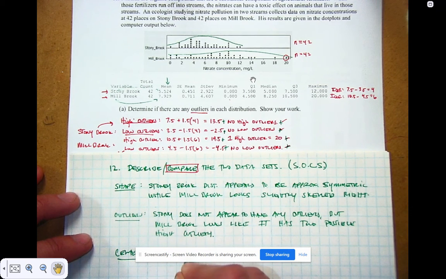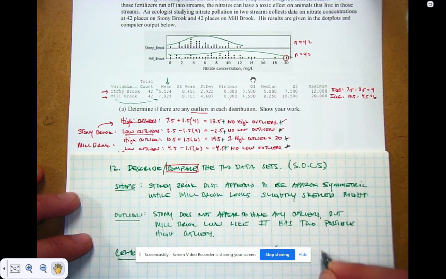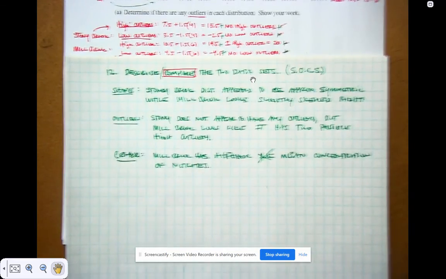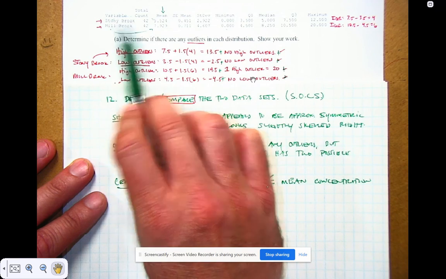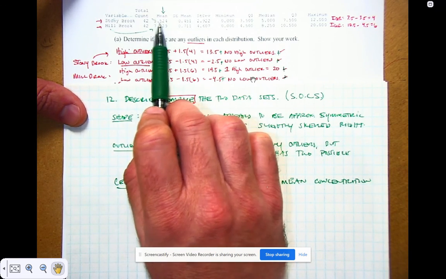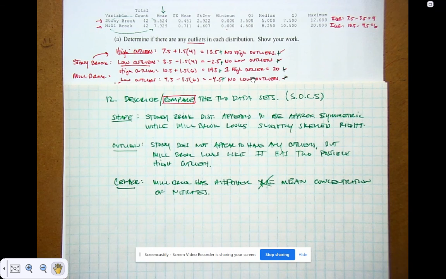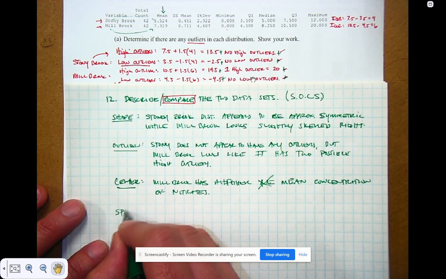Millbrook has a higher average, right, or mean. Let's use the word mean concentration of nitrates. That is a comparison word, right? You looked at them, right? The means here, and you clearly are saying that Millbrook has higher average number of or percentage of nitrates than Stony Brook.